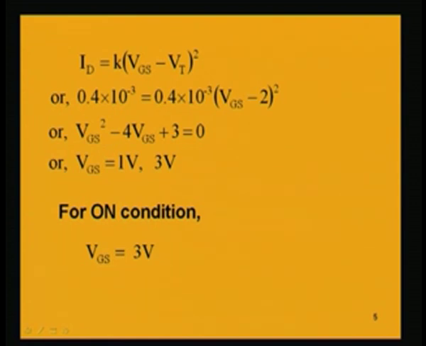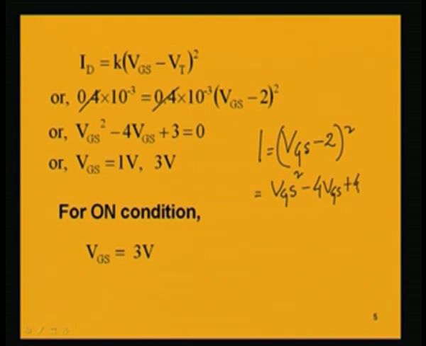After simplification, this and this cancel, 0.4, 0.4. So, it will be 1 equal to VGS minus 2 whole square. We get an equation 1 equal to VGS minus 2 whole square. Simplifying this we get VGS square minus 4 VGS plus 4 equal to 1. That gives us VGS square minus 4 VGS plus 3 equal to 0. So, we need to solve this equation for finding out the gate to source voltage for this circuit to be under saturation.